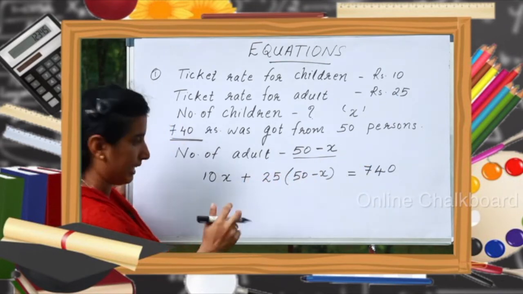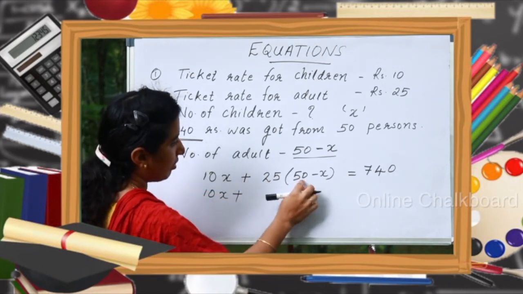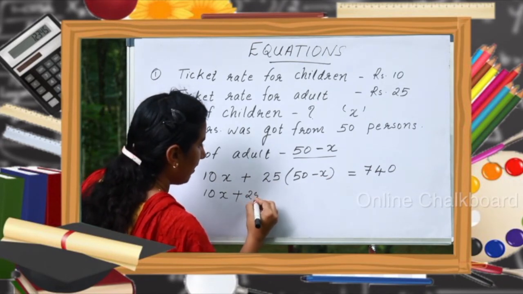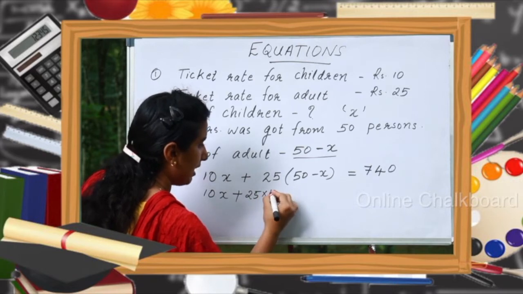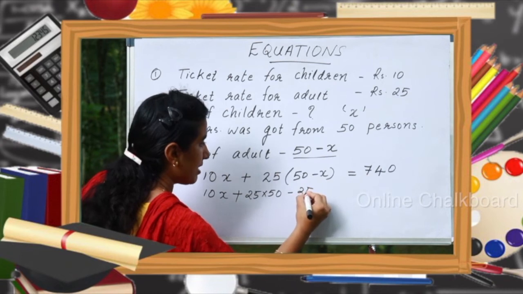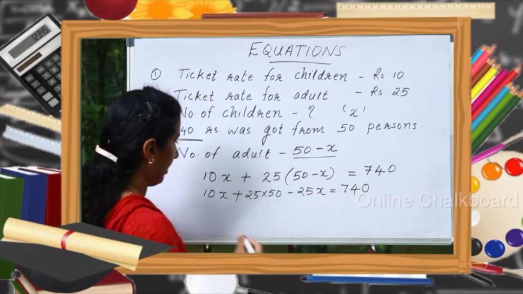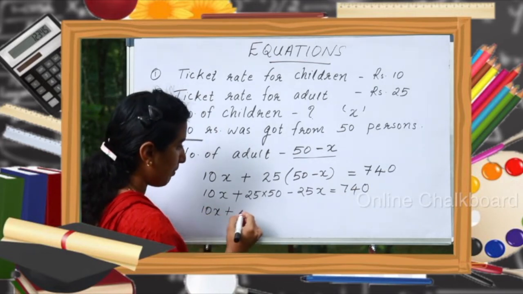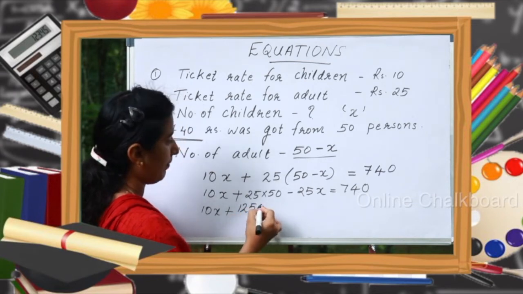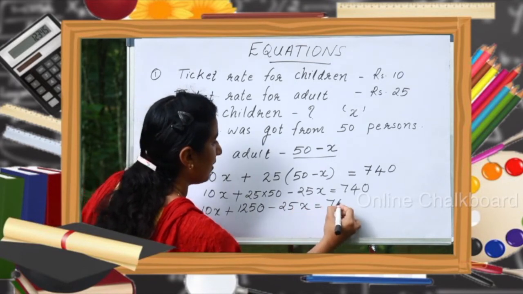We will expand this. Here is 10x plus 25 into 50 minus 25 into x is equal to 740. Now 10x plus 25 into 50 is 1250, minus 25x is equal to 740.